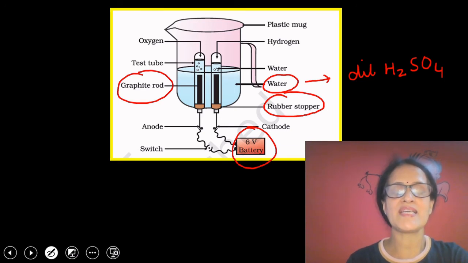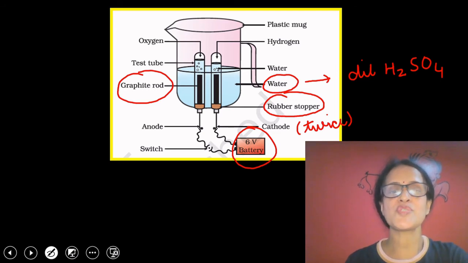You will find that the volume of gas which is collected at the cathode is twice the volume of gas which is collected at the anode. The gas which was produced at the cathode will burn with a pop sound on bringing a burning splinter, indicating that it is hydrogen gas. And the gas which was produced at the anode will burn more brightly on bringing a burning splinter, indicating that it is oxygen gas.